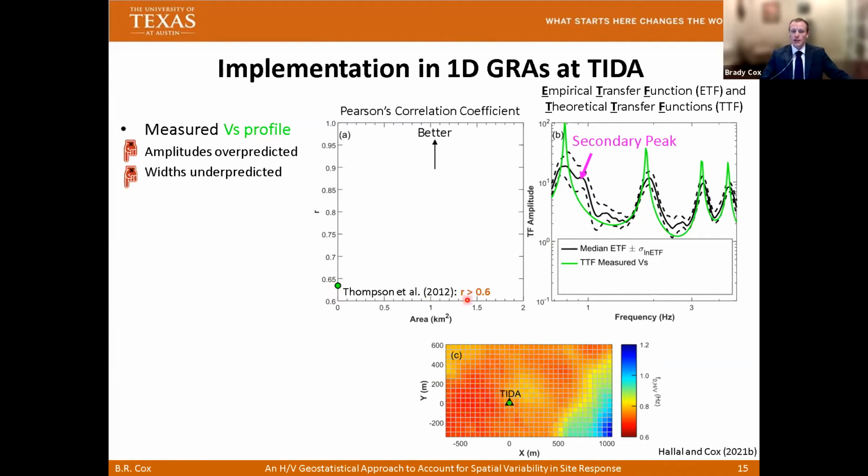Now, Thompson said that an R value greater than 0.6 means that you're generally modeling the site response fairly well. So Treasure Island is a pretty well-behaved borehole array site.